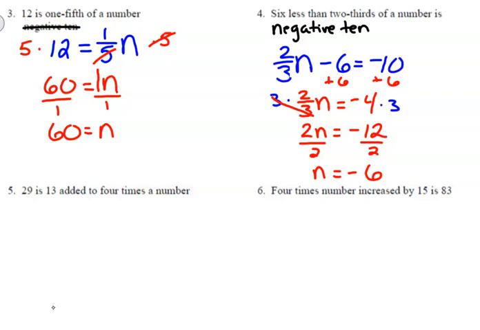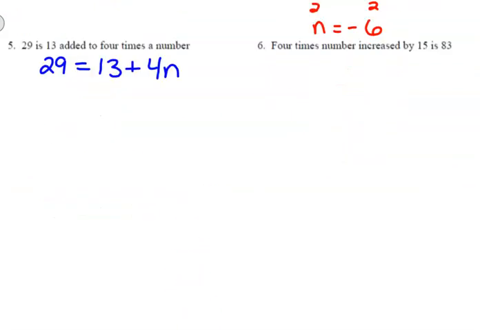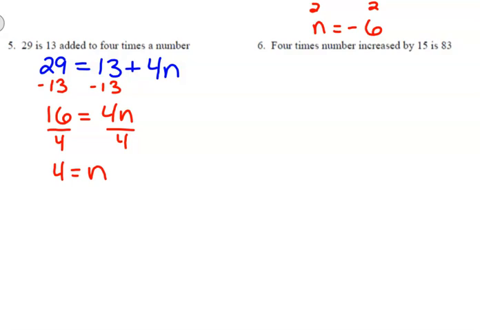So hopefully we've taken care of 5 and 6. Let's check our answers. 29 is 13 added to 4 times a number. So 29 is, there's my equal sign, 13 added to 4 times a number. So 4n. So now if I want to solve my equation, let's slide up. This is a positive 13, so the opposite is to subtract 13. So that gives me 16 equals 4n. Divide by 4, and so 4 equals n.